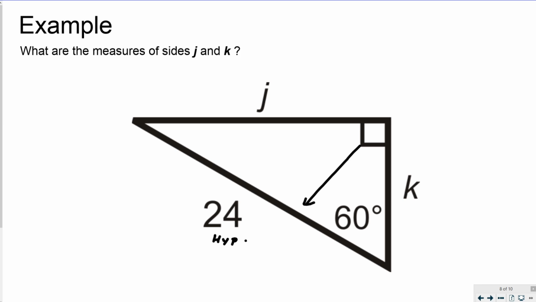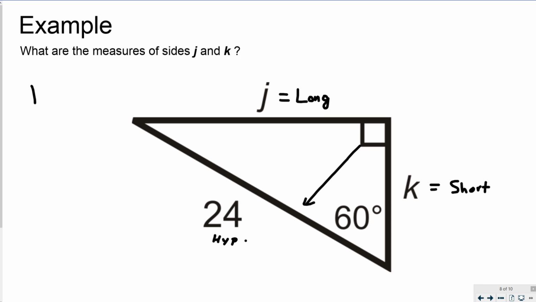So if this is the hypotenuse, that's going to make K the shorter leg, and J is going to be the long leg. So one thing that we have to remember is that we are not allowed to use the hypotenuse to calculate the long leg. The first thing we have to do is calculate the short leg. So I'm going to go from the hypotenuse to the short leg.